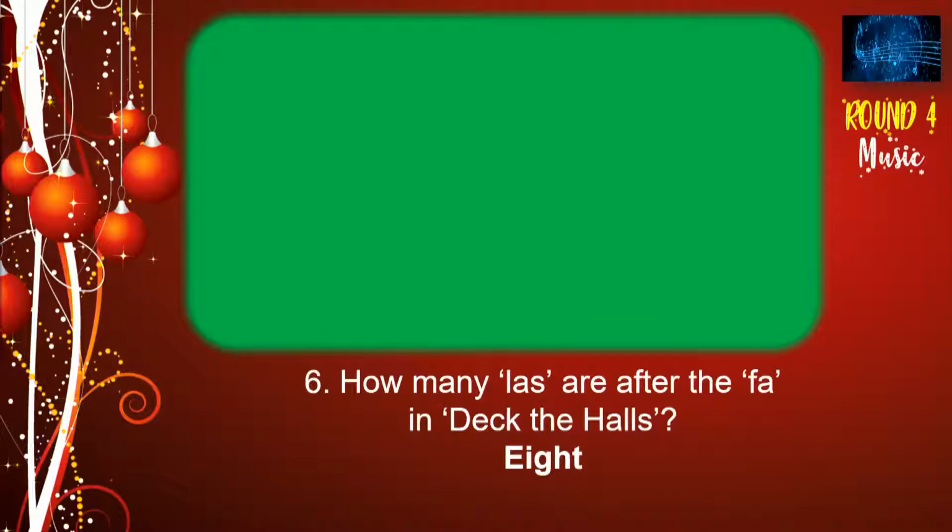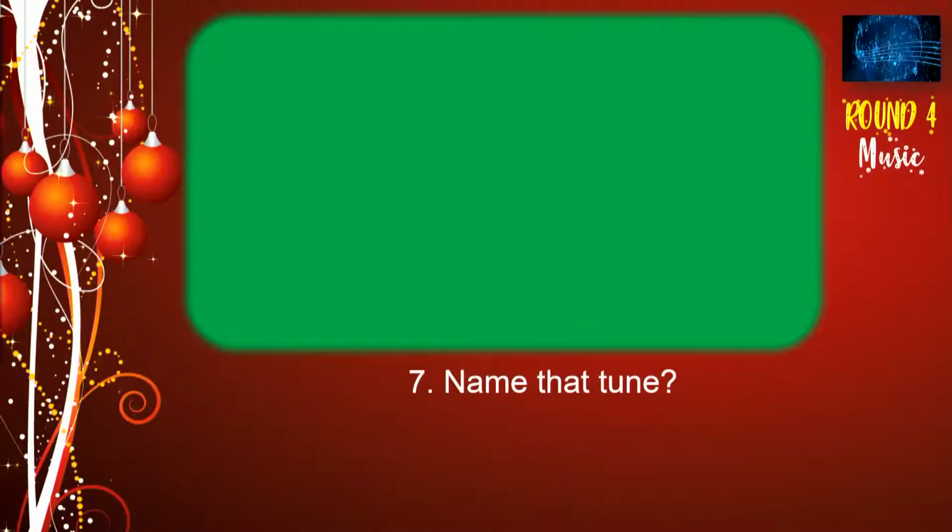Question number 6. How many Las are after the fa in Deck the Halls? It is, of course, 8. La la la la la la la la. Good effort. Well done. It is 8. Confirmed.